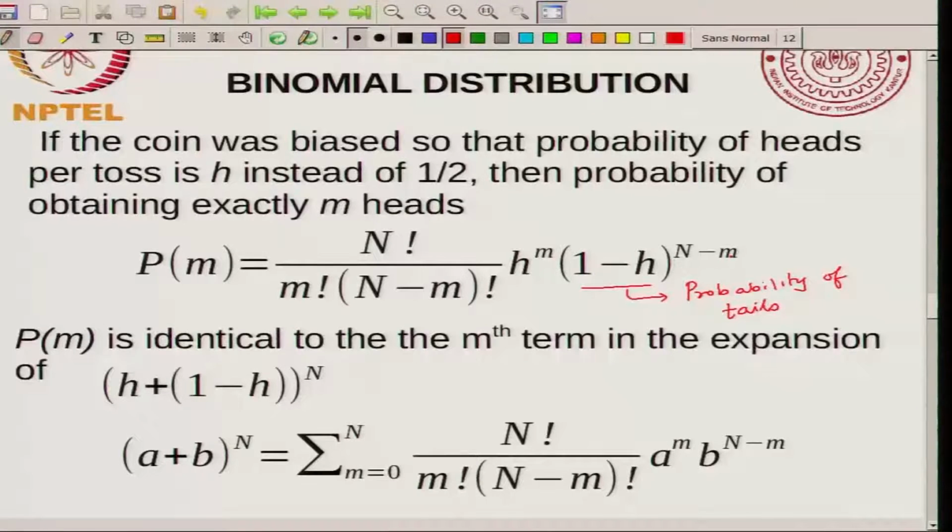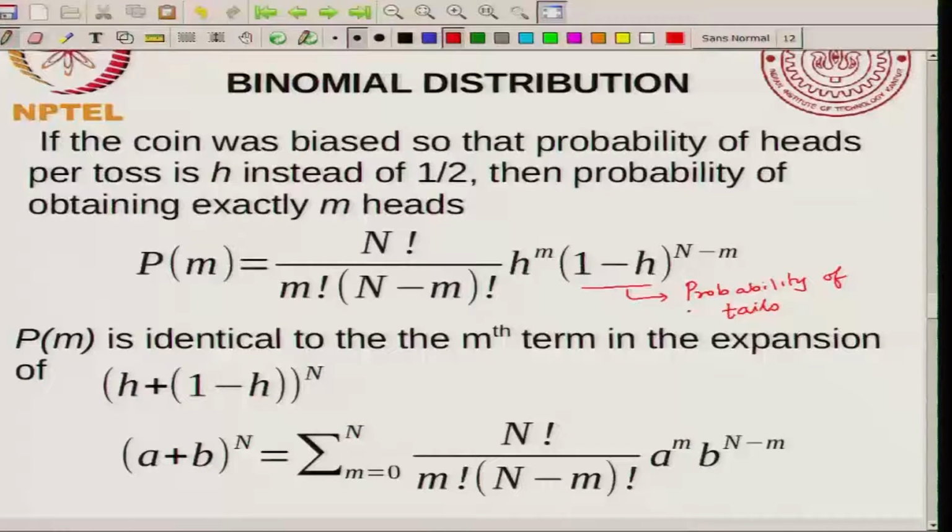So, binomial distribution means you have two possible outcomes, and you repeat the experiment many times. Then the probability of obtaining exactly m of one possible outcome is given by this function. And why is it called the binomial distribution? Because this is exactly identical to the mth term in the expansion of h plus 1 minus h, raised to n. Suppose you have a binomial expansion a plus b raised to n, then you will immediately write this as the sum over m equal to 0 to n of n factorial divided by m factorial times n minus m factorial, a raised to m, b raised to n minus m. That is what you would write.